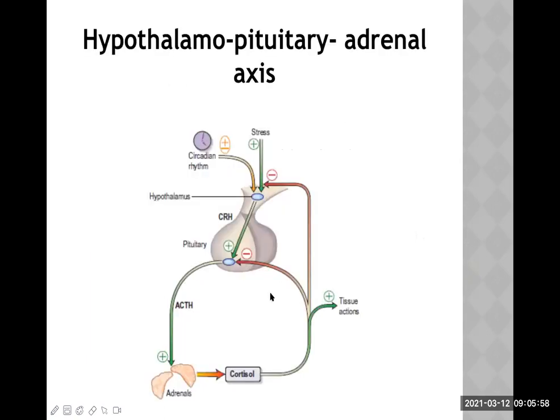Now, one more thing I would like to highlight here, because it will make things easy later on. These days, we are using a lot of steroid drugs. These are called synthetic steroids, like prednisolone and dexamethasone. So what are they doing to this axis? These drugs are just like cortisol. They are much more powerful than cortisol actually. So they are giving negative feedback to this axis.